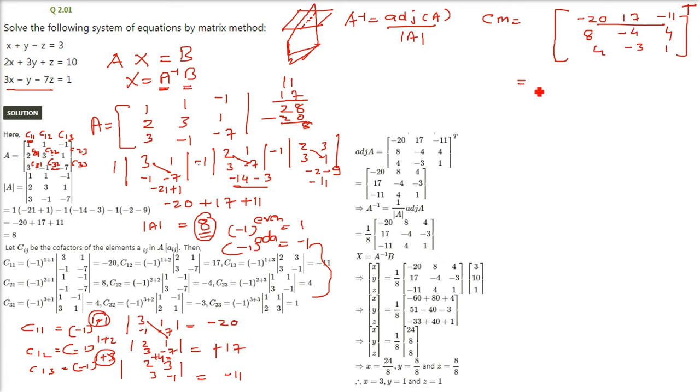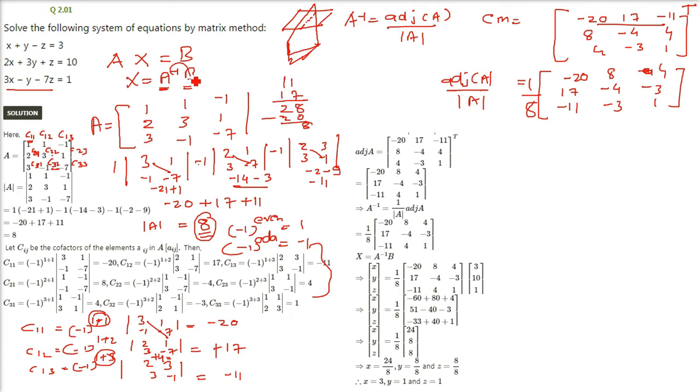So now let us take the transpose. So row and column changing, minus 20, 17, minus 11. Here we get 8, negative 4 and 4. This is 8, minus 4, 4. So let me just write that. There is a slight change here. 4, minus 3, 1. So just read minus 3 as 4. Now you have to divide it by the determinant, that is 8. So this is the determinant, divided by 8.